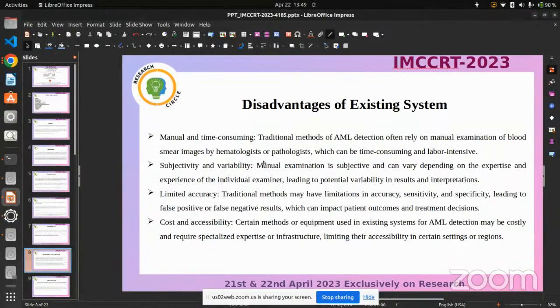So cost is also one such parameter that must be kept in mind. We have kept that in mind and proposed the system. So our proposed system for the acute myeloid leukemia project uses convolutional neural networks. This topic comes under deep learning.